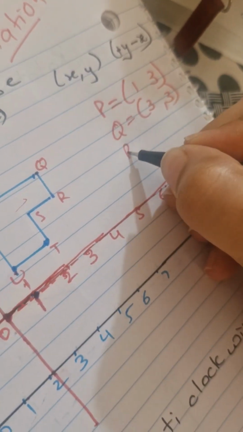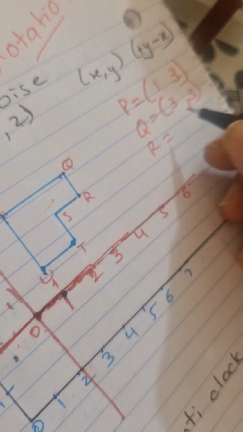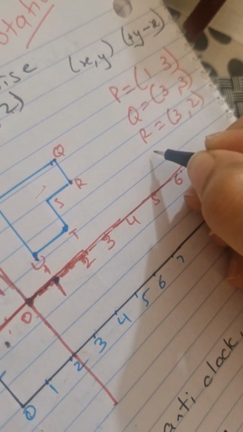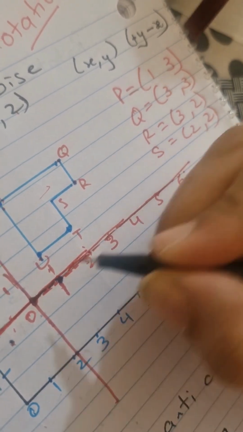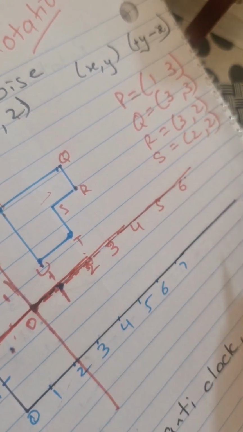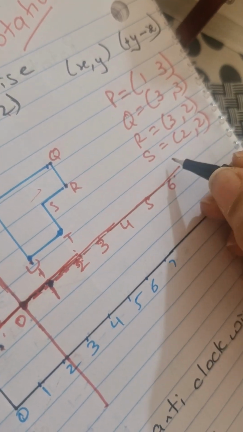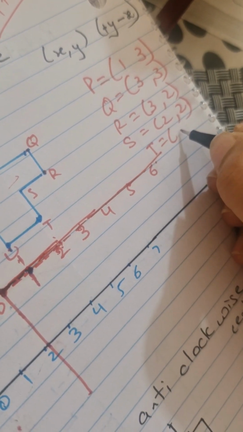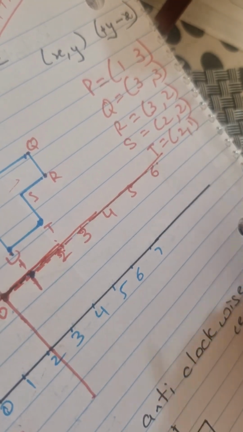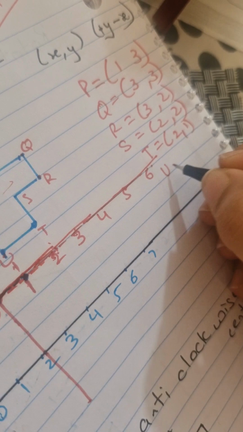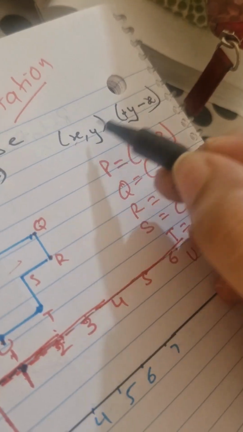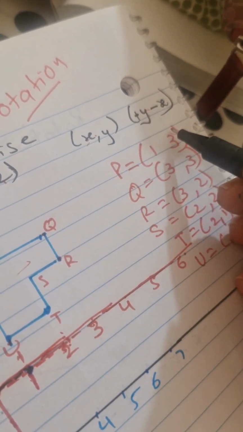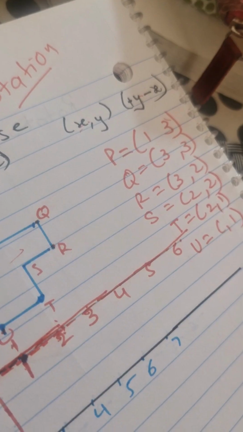Then R is 3 and 2, then S is 2 and 2, then T is 2 and 1, and U, the last one, is 1 and 1. So we will use our same rule. We will swap the places and we will find the new coordinates for rotation.